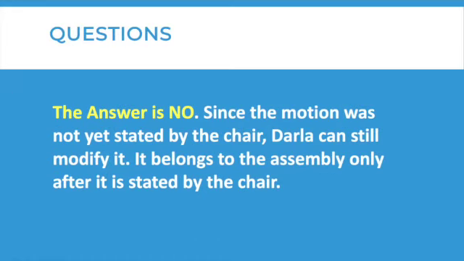The answer is no. Since the motion was not yet stated by the chair, Darla can still modify it. It belongs to the assembly only after it is stated by the chair. So Darla stated her motion, someone did second, but before the chair could say something, someone stood up and said, would you mind changing it? So Darla still had control of her motion. So she was able to do what was requested.